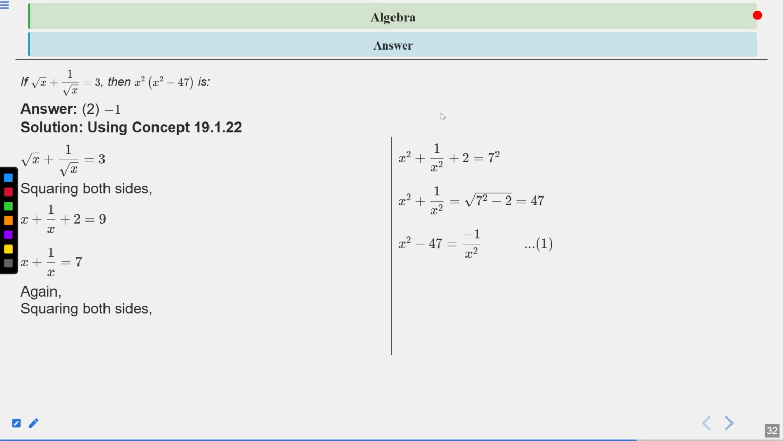So when we write it in the form of x square minus 47, we can write x square minus 47 equals minus 1 upon x square. This is our equation 1. So we get x square into x square minus 47, which equals minus 1. So from equation 1, we can say that x square into 1 minus 1 upon x square is minus 1. So the second is the correct answer of this question. Next one.